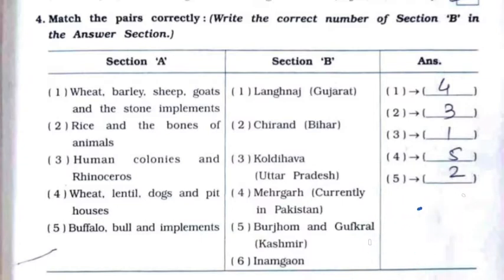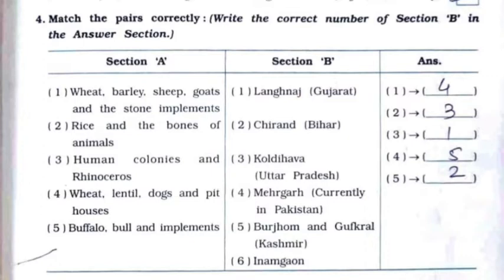First one, wheat, barley, sheep, goats and the stone implements. It's option number 4, Mehergarh, currently in Pakistan. Second, rice and the bones of animals. It's option number 3, Koldihawa, that is Uttar Pradesh. Third, human colonies and rhinoceros. It's option number 1, Langnaj, that is Gujarat.